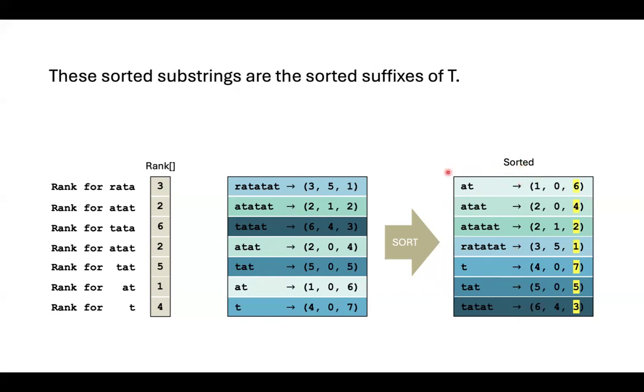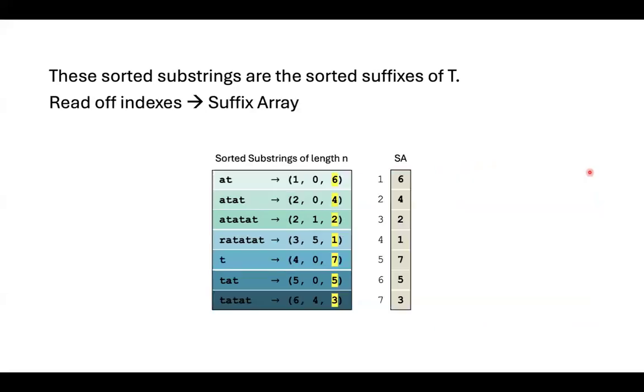And so if you look, these are the sorted suffixes of T. And we know that once we have the suffixes of T sorted, we can just read off those index values, and that will give us a suffix array. So that's exactly what I'm doing here. I'm going to read off these index values, 6, 4, 2, 1, 7, 5, 3, and plot those into my suffix array and return that. And so that's the algorithm in a nutshell.